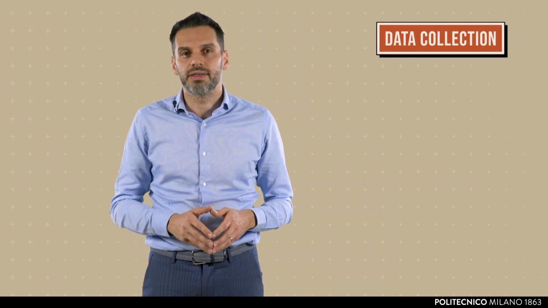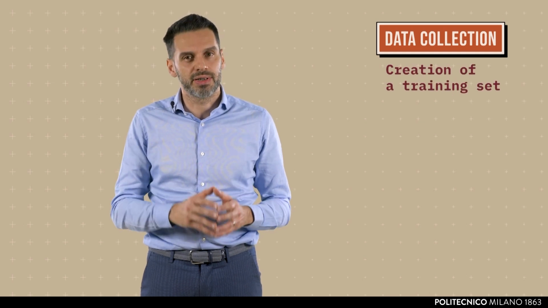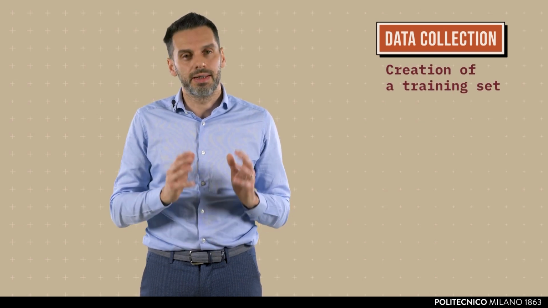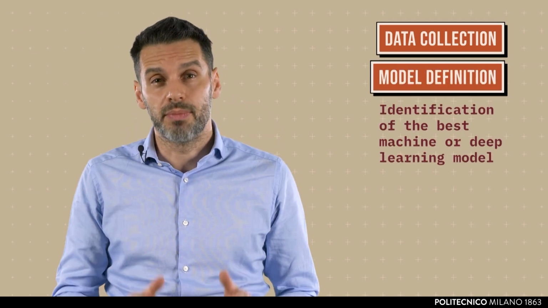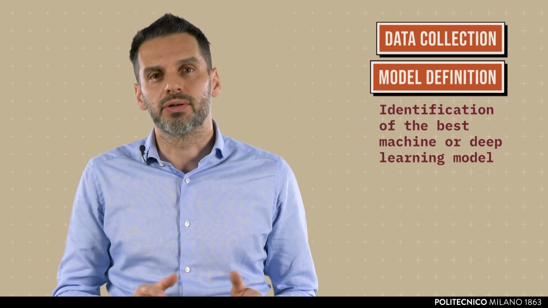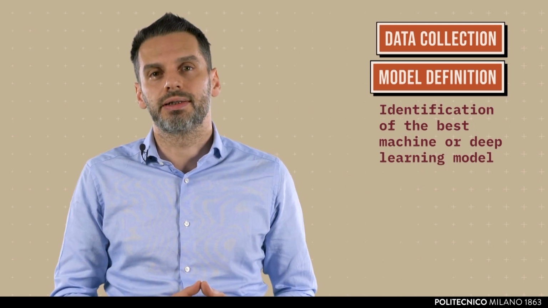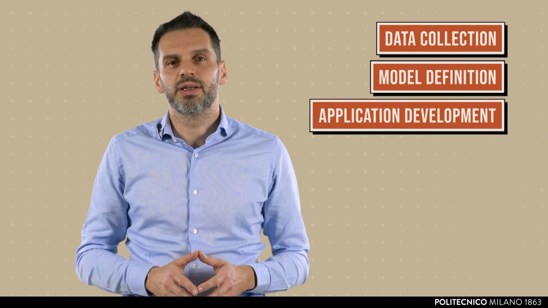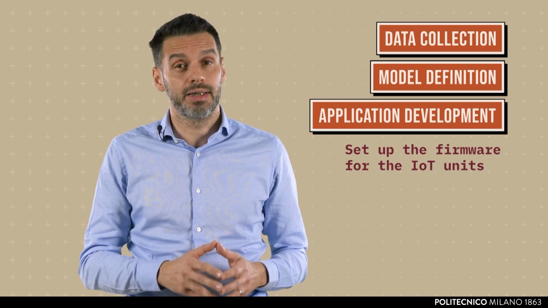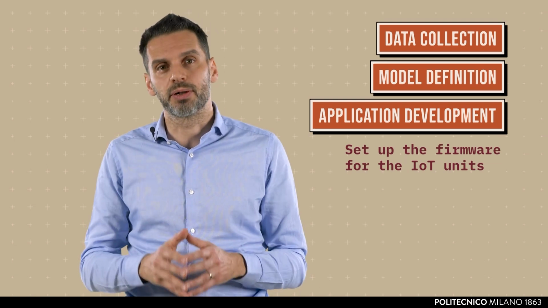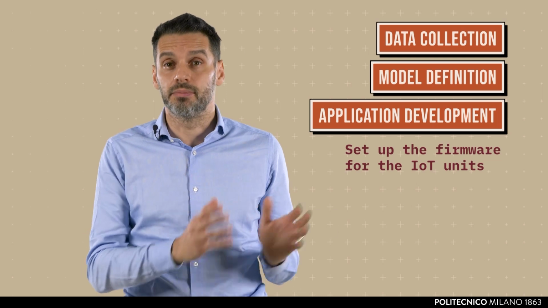Designing an AI application for IoT relies on a development lifecycle that is based on 7 different steps. The data collection phase aims at creating a training set representing the specific application problem that needs to be addressed. The model definition phase aims at identifying the best machine or deep learning model for the considered application, trained on the collected dataset.